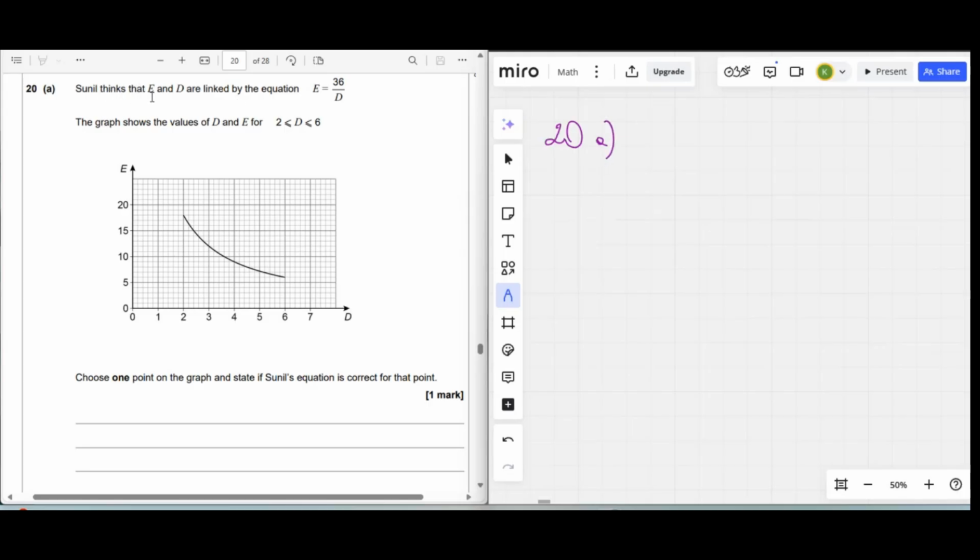Sunil thinks that E and D are linked by the equation E equals 36 over D. The graph shows the values of D and E for D between 2 and 6. Choose one point on the graph and state if Sunil's equation is correct for that point. Okay, so let's find some point.